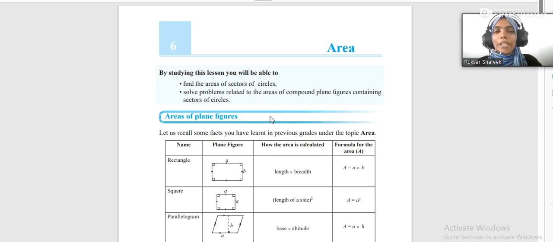Hello everyone. So here we are back again with the next chapter, that is the area. In this section we will be mostly focusing on finding the area of sectors, but before that we will be doing a recap, or reviewing, how to find areas of plane figures.